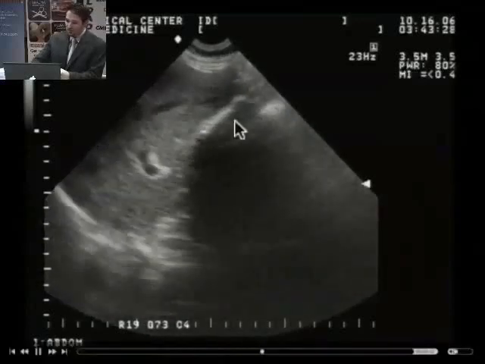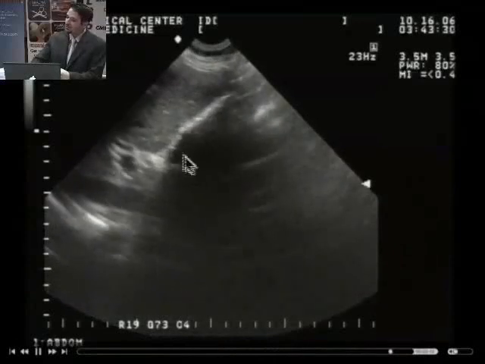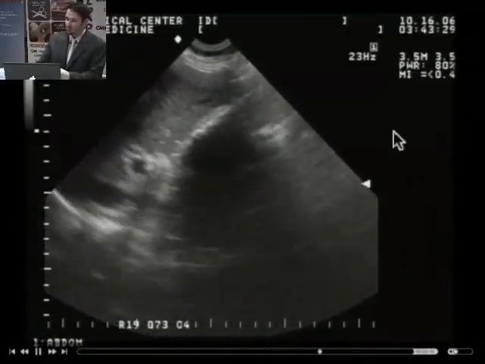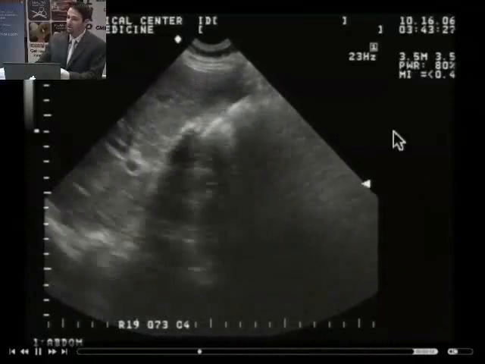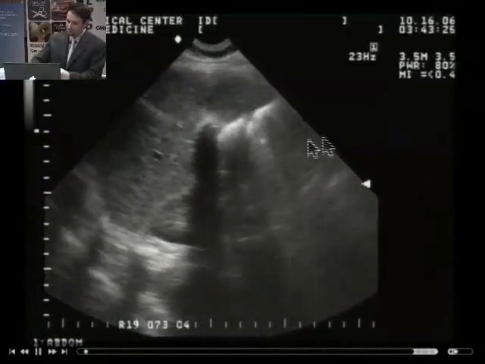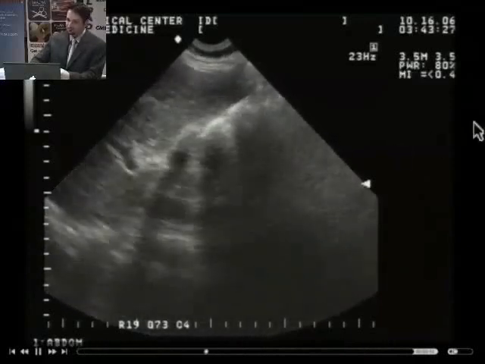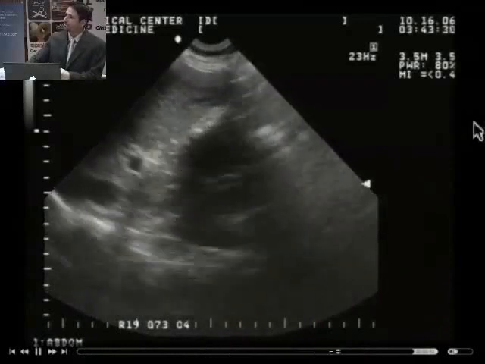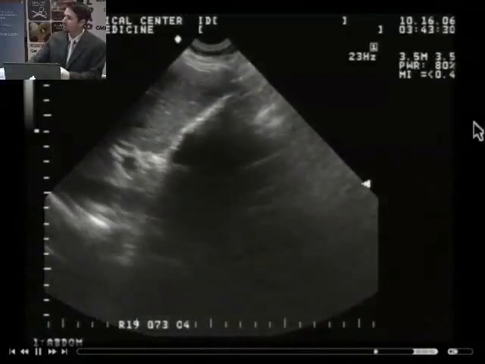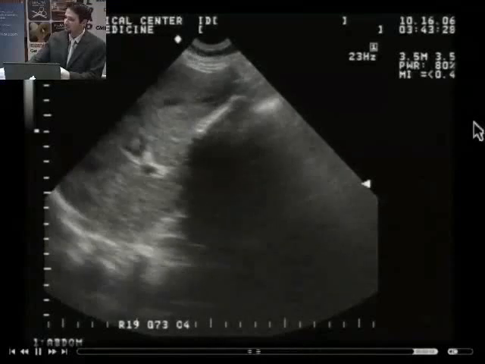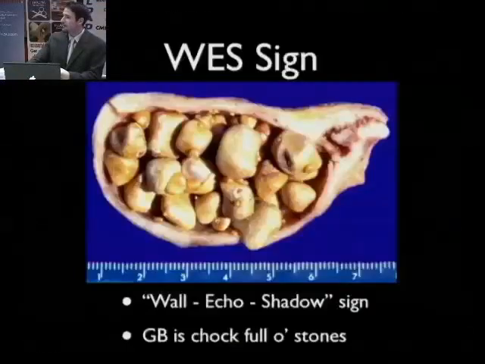What you see here instead is this gallbladder is so densely packed with stones that the entire gallbladder is just shadowing. It's just one big shadow. So it's this curtain of shadow. The other possibility is that it could be a porcelain gallbladder. The gallbladder wall is calcified, so you can't see the center of the gallbladder. This is referred to as the wall echo shadow sign, or the WES sign.